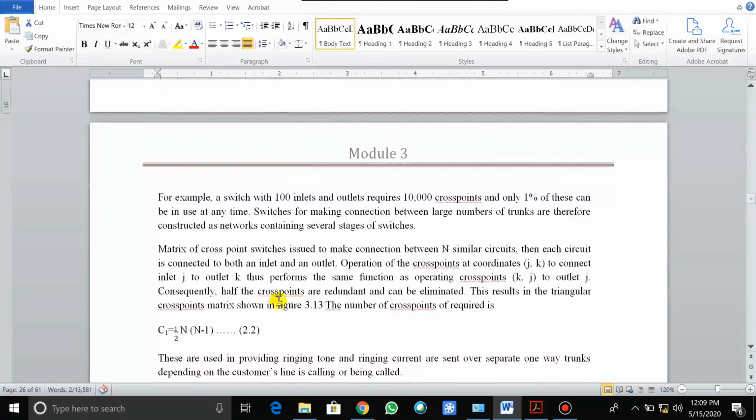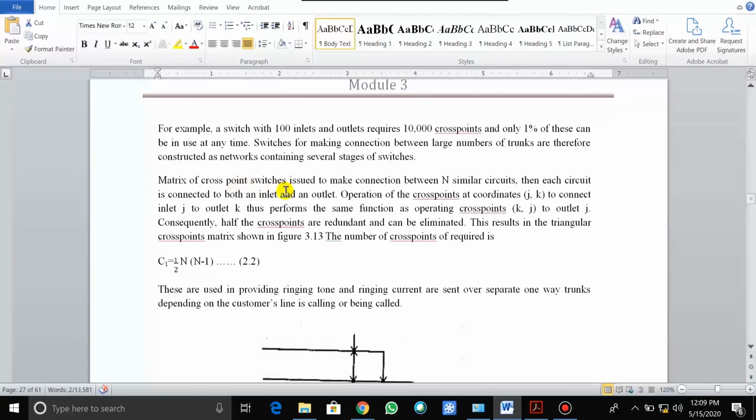For example, a switch with 100 inlets and outlets requires 10,000 crosspoints, and only 1% of these can be used at any time. Switches for making connections between a large number of trunks are therefore constructed as networks containing several stages of switches.